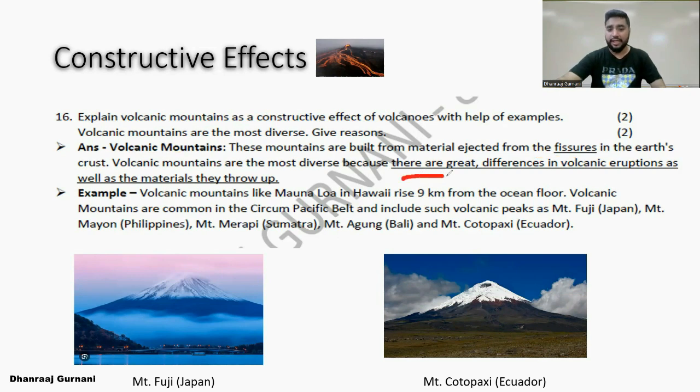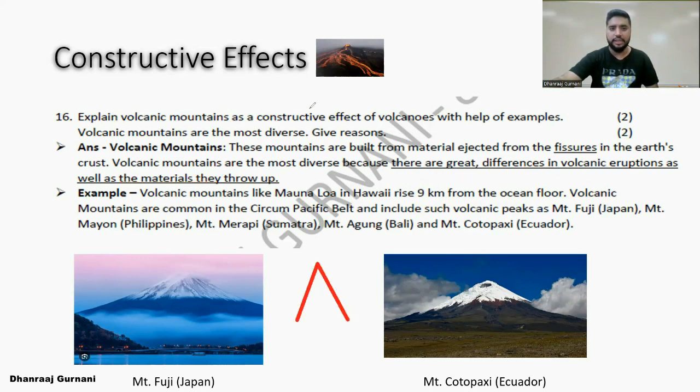underlined, there is a great difference in volcanic eruptions, as well as the material which is thrown out. So each volcanic mountain may be different from each other. Why? Because there is a great difference in the volcanic eruption, as well as the material which is thrown out, as well as the shape which it may look like. There may be too much volcanic eruption on one side.